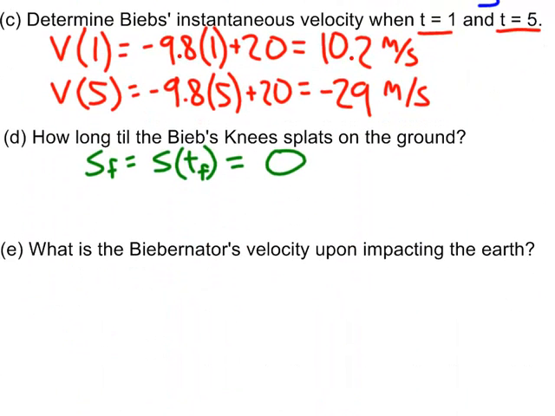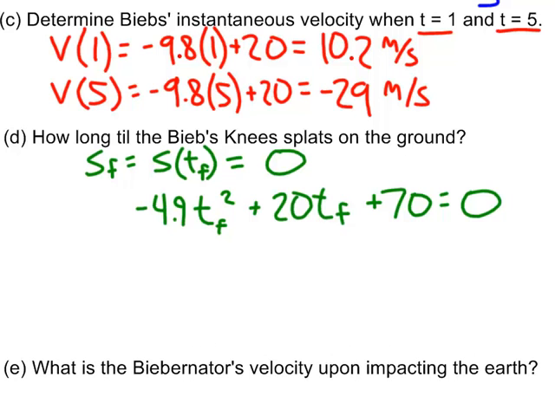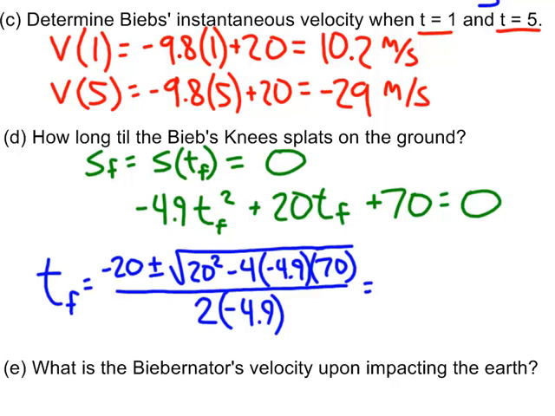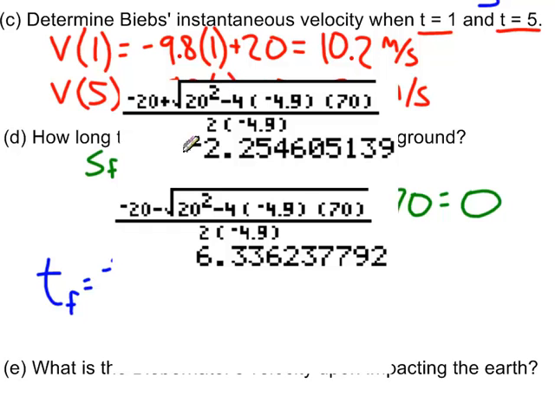So let me just repeat that down here, but I'm going to use t sub f to denote that that's a specific final time that I'm looking for. So negative 4.9 t sub f squared plus 20 t sub f plus 70 equals 0. And I just need to solve that as the quadratic equation that it is. So I can do the quadratic formula real quickly. And just for time's sake, I paused and wrote it up there. And if I type that into the calculator, I see that I get either negative 2.25-ish or 6.34-ish. So let's write that.